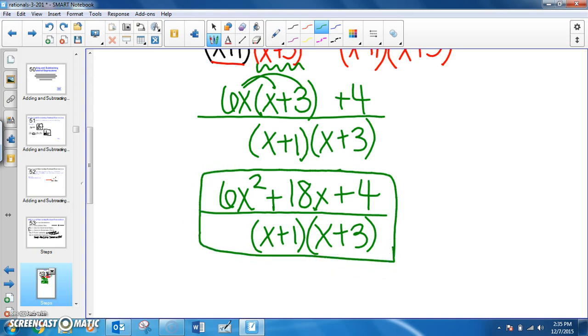So that is how we add and subtract rational expressions.